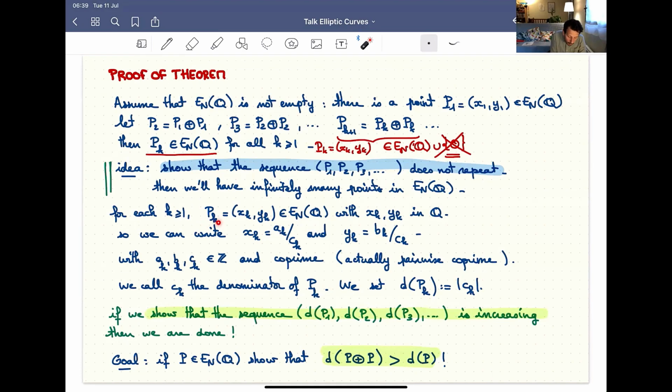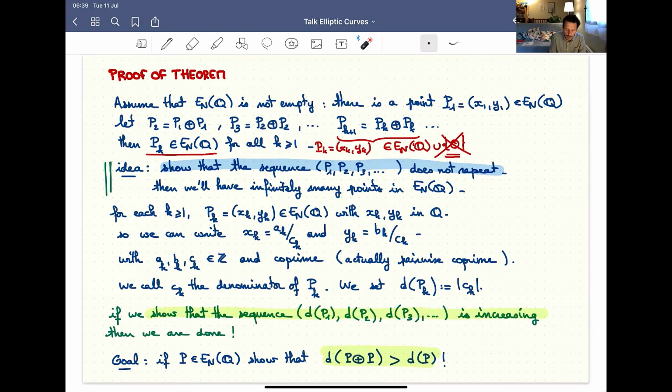For each point, it has coordinates xk and yk, and the coordinates are rational numbers. So we can write them in reduced form. They are just fractions. So we write xk in the form a over c, where a and c are integers which are co-prime, meaning I write xk as a reduced fraction. And then I do the same for yk.